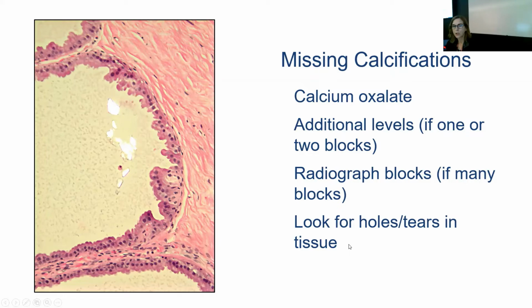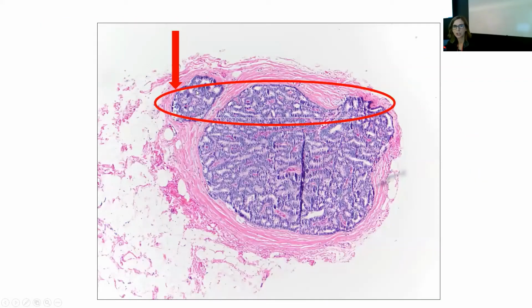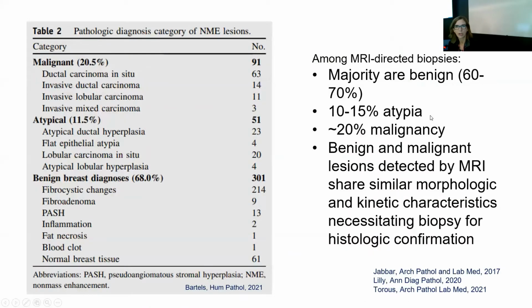And then you can look for holes or tears in the tissue. So here's an example of that scenario where, do you see how there's this line through the tissue here? That is probably where the calcification was. Sorry, the circle is a bit off par here, but the calcification was here and it gets drawn through this tissue as the histotech is cutting the section. So that can be a clue to a missing calcification.